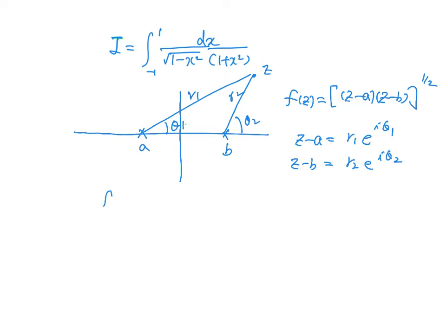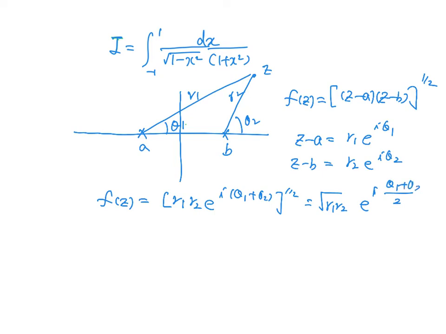So f(z) is r1 r2 e^(i(θ1 + θ2)) to the power 1/2, which is the square root of r1 r2 times e^(i(θ1 + θ2)/2). And the square root of r1 r2 is the absolute value of z.